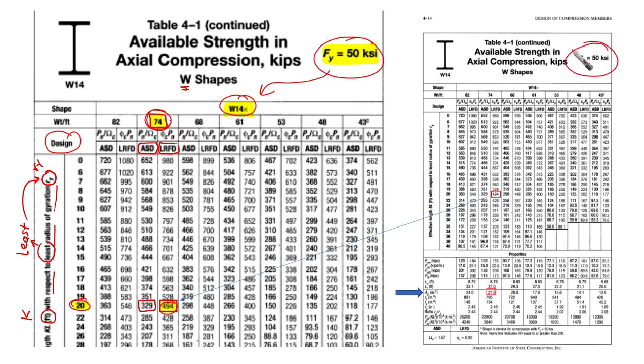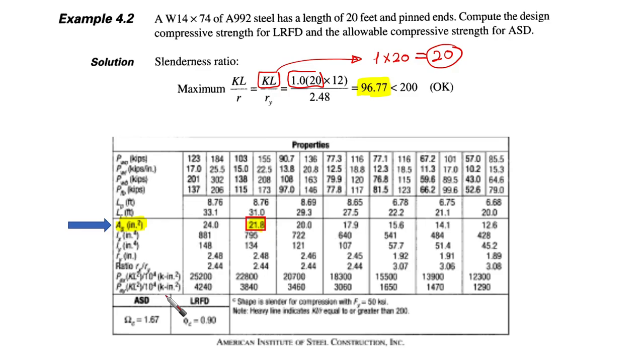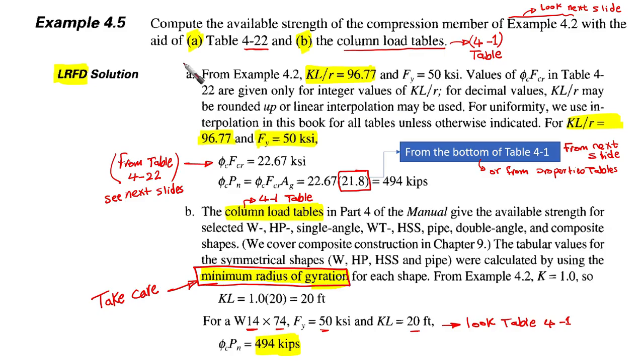So you go F yield, W14, and then 96, and then you can obtain the value directly here. This is why the available strength axial compression tables are easier, because we do not calculate anything. We just go like this in the table and obtain it directly. It saves us one step if we compare it with the 4-22 table.